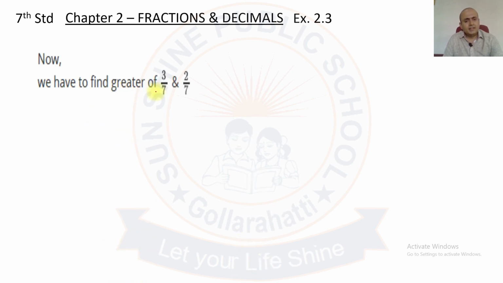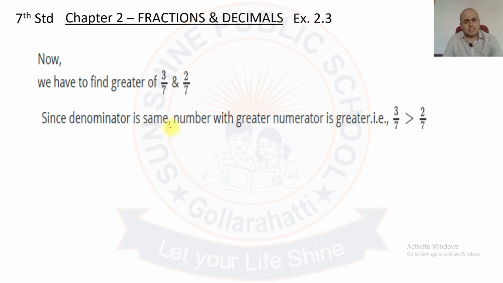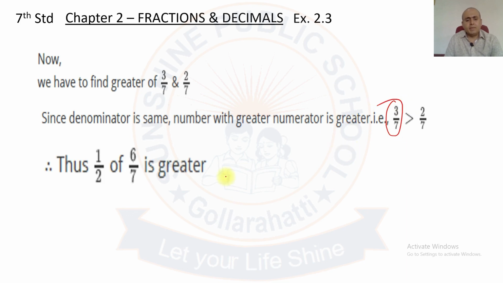Now we have to find the greater of 2 by 7 and 3 by 7. So here the denominators are equal. Since the denominators are the same, the fraction with the greater numerator is greater. That is 3 by 7 is greater than 2 by 7. If the denominators are equal, we can say easily by looking at the numerator which is the greater number. So here 3 by 7 is greater. And from where did we get 3 by 7? We got 3 by 7 by multiplying 1 by 2 of 6 by 7. So therefore 1 by 2 of 6 by 7 is greater.